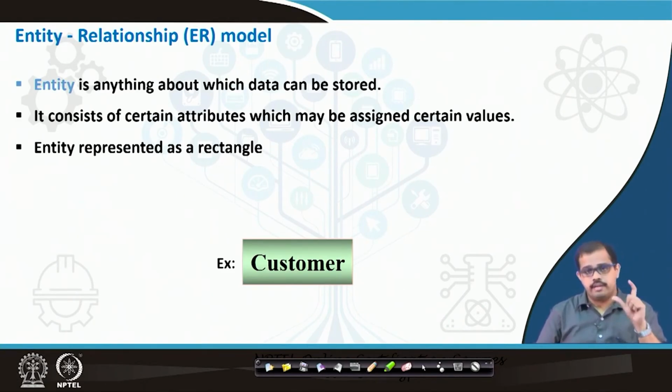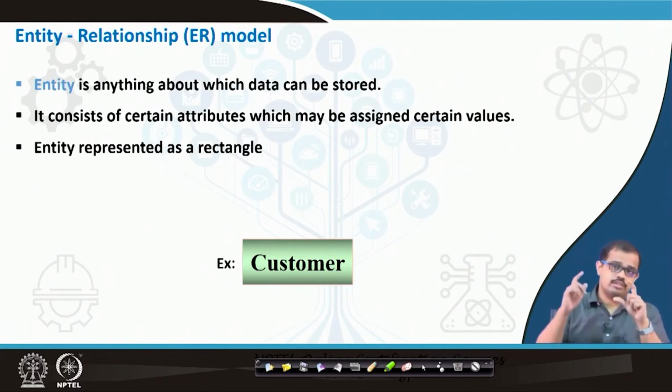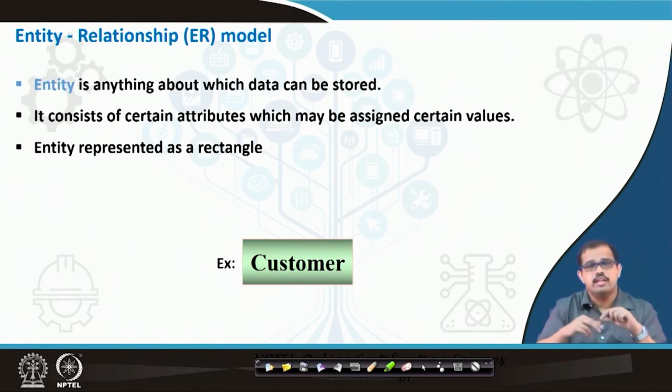So your name and your address, you are an entity basically, and based on you, what are the transactions, what is your age, what is your Aadhaar number, what is your PAN number. All of these become your different attributes, the data that is stored in this particular entity. So an entity is anything about which data is to be stored. Then it consists of certain attributes which may be assigned certain values, as I said, your UID number, your PAN number, all these are attributes of that entity.